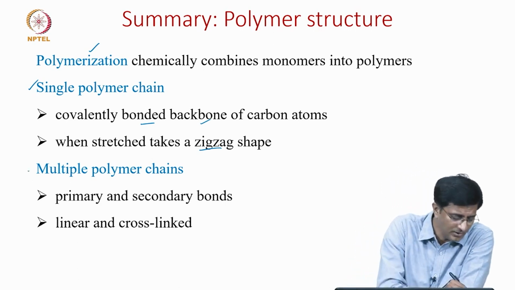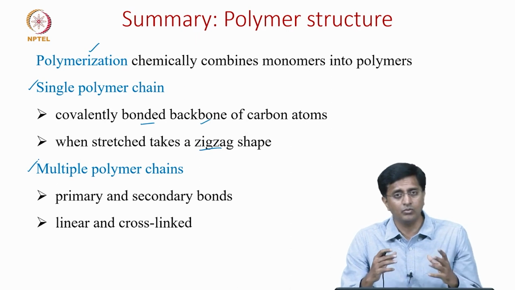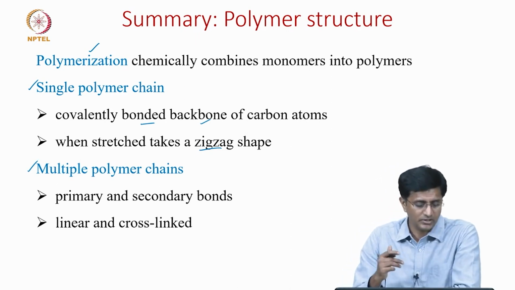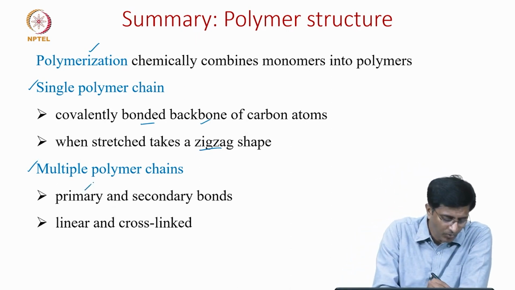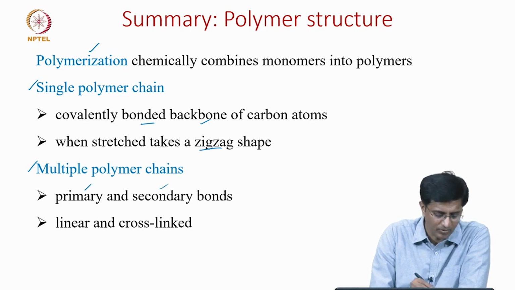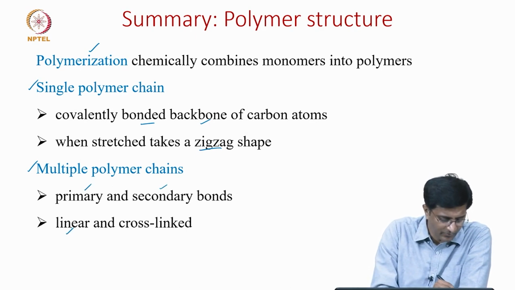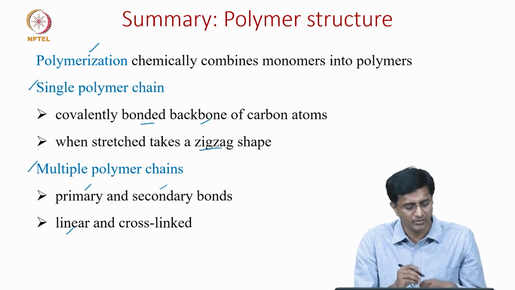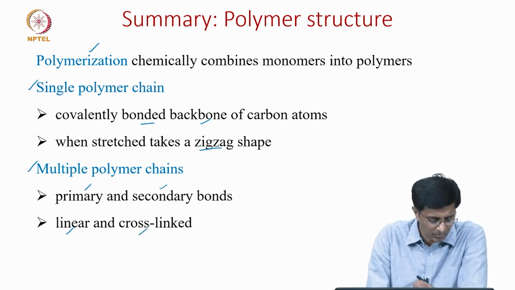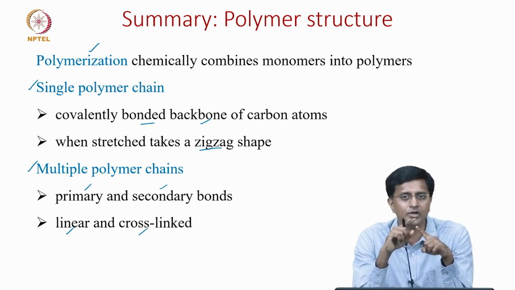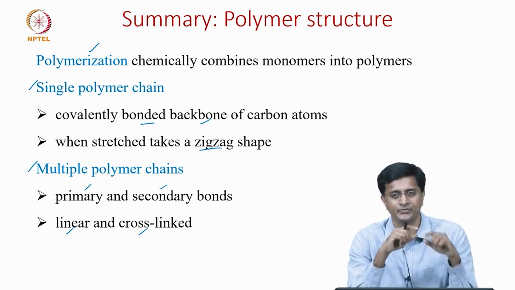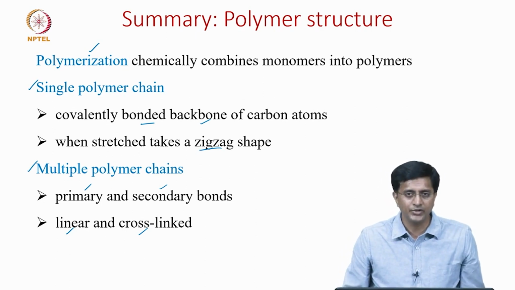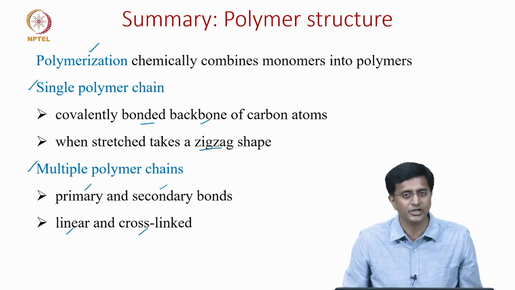We have also seen how multiple chains coexist. We said they can either have a primary bond between two chains or a secondary bond. Linear polymers are when they have secondary bonds between them, and the cross-linked polymers are those where there is a primary or a covalent bond between them. So, with this let us conclude this video, and in the next video we will look at the classification of these polymers, and we will use these primary and secondary bonds to help us do the classification.